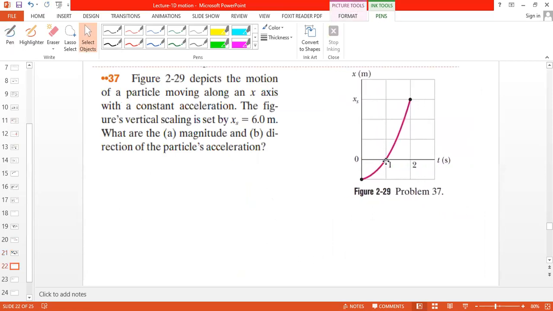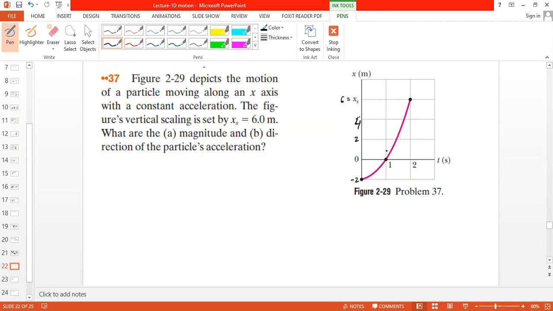I think this is an easy math. Figure 2.29 depicts the motion of a particle moving along the x-axis with a constant acceleration. This figure is the position versus time graph for this object. The figure's vertical scaling is xs equal to 6 meter. So this is 6, this is 4 and this is 2, and this one is minus 2. Find the magnitude and direction of the particle's acceleration.